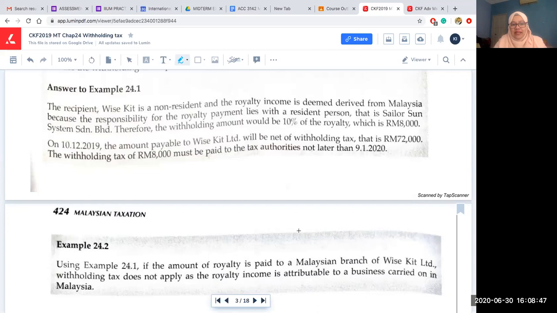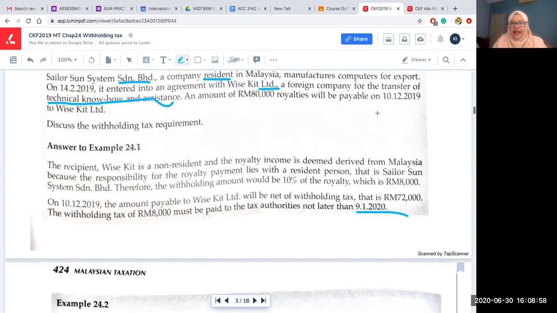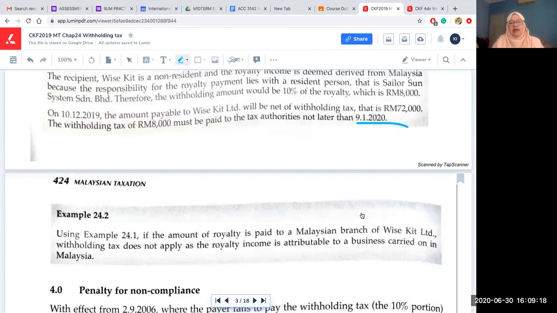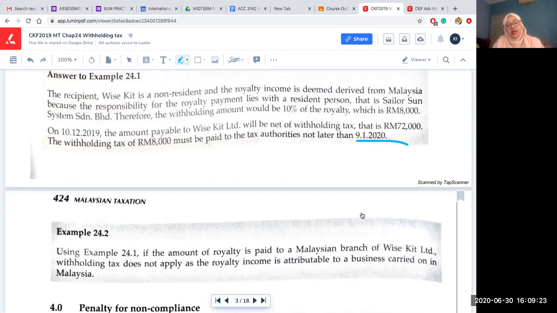And the withholding tax must be paid to the authority not later than 9 January 2020. Why 9 January? When is the payment? 10th of December. Why did they take 9? Exactly 30 days, one month or 30 days. 10 December means that the 30 days is 9 January 2020. So if you pay later than that, then you'll be penalized. Penalty for non-compliance. Why? You withhold that, but you do not pay within 30 days.